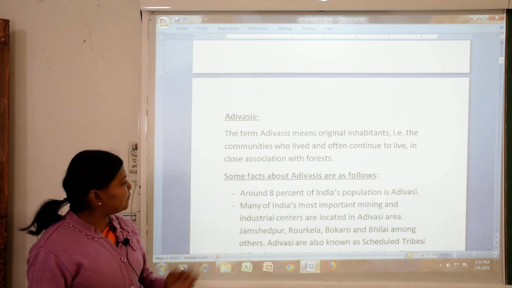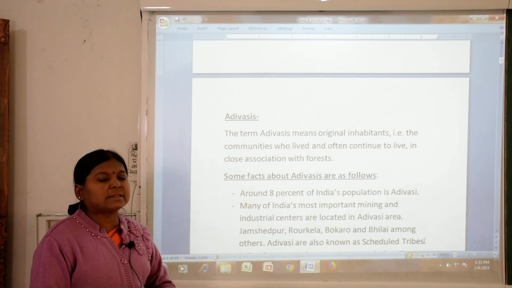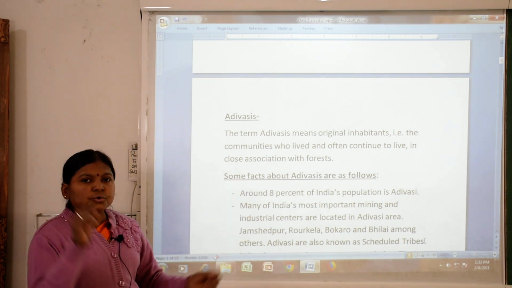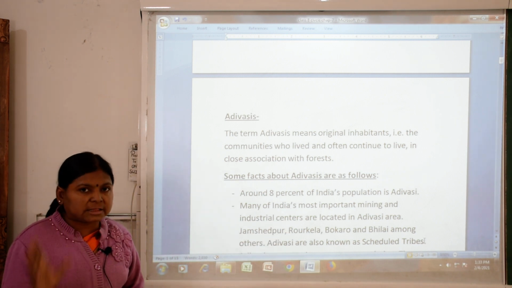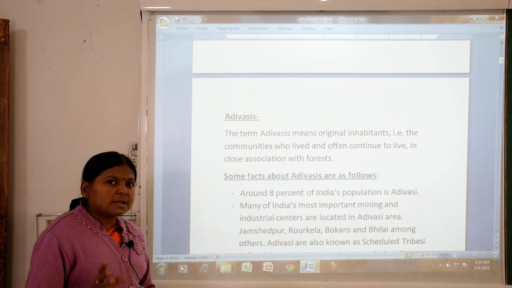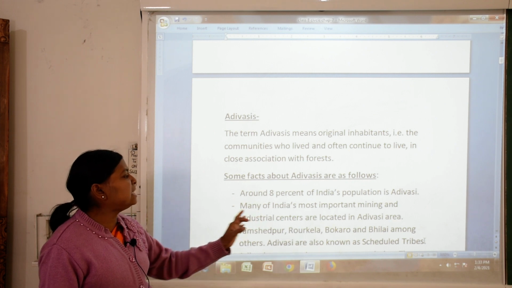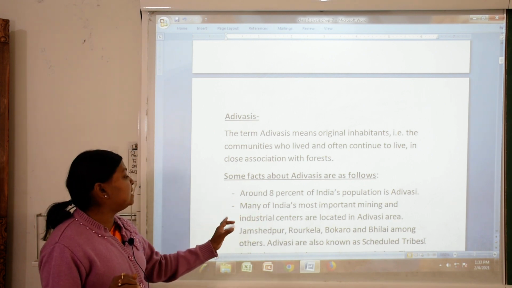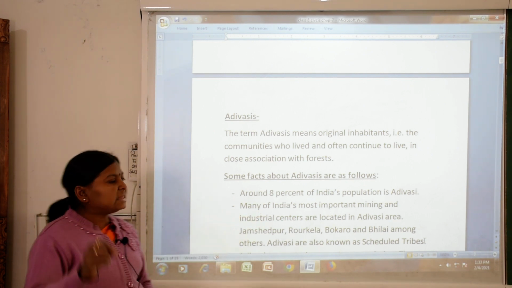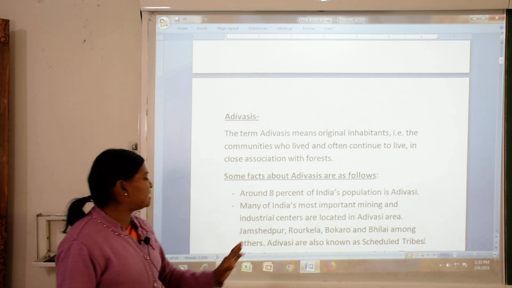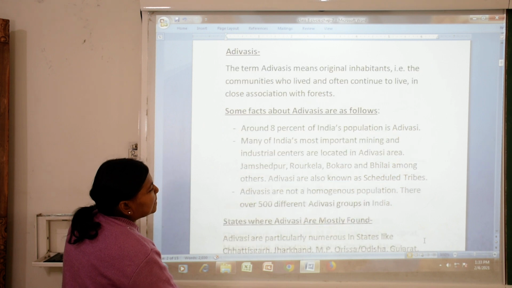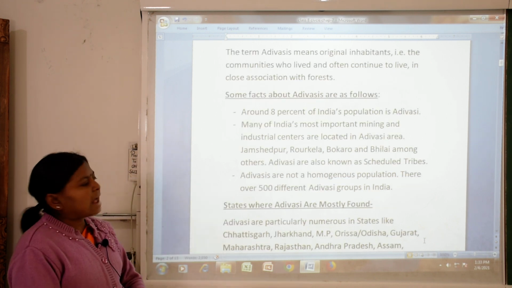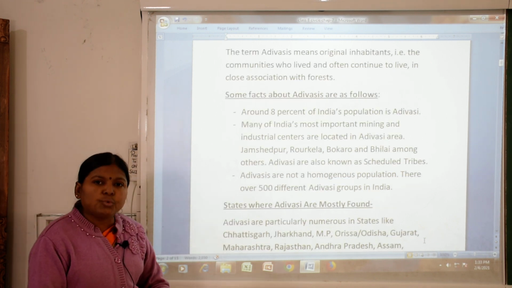Do you know some other facts about these Adivasis? Just see. Around 8% of the Indian population is Adivasi. Many of India's most important mining and industrial centers are mostly located in Adivasi areas, like Jamshedpur, Rourkela, Bokaro, Bhilai, among others. Adivasi is also known as Scheduled Tribes.